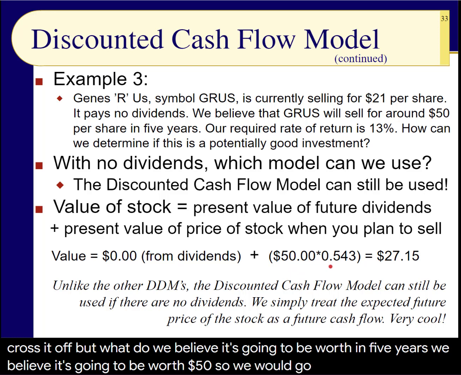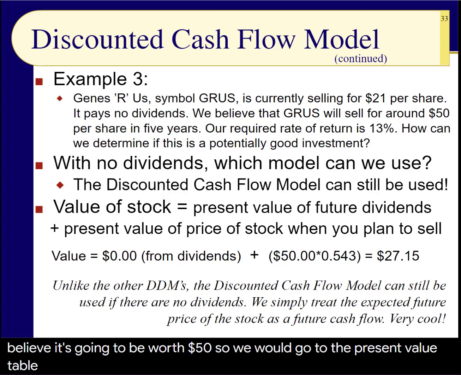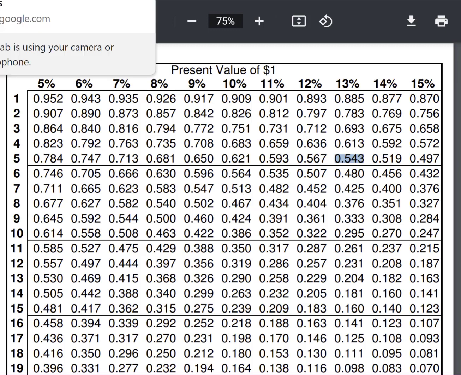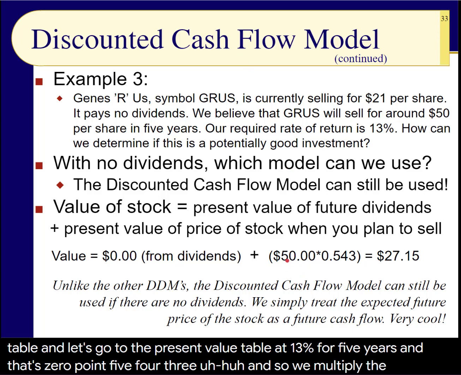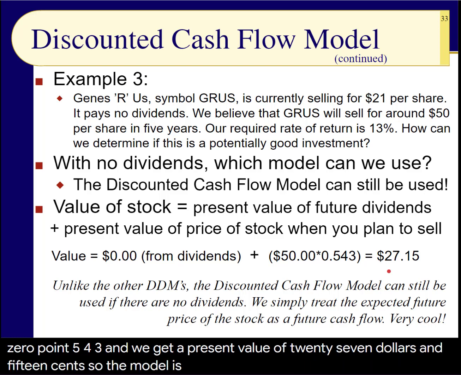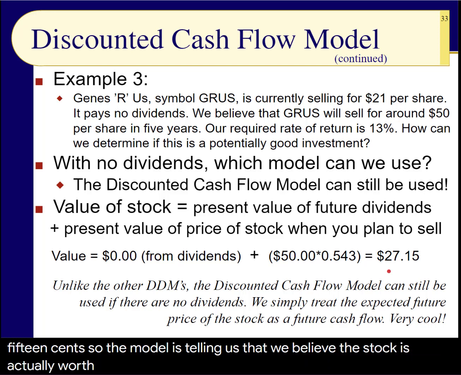So we would go to the present value table, at 13% for 5 years, and that's 0.543. And so we multiply the $50 times 0.543, and we get a present value of $27.15. So the model is telling us that we believe the stock is actually worth $27 and it's selling for $21.